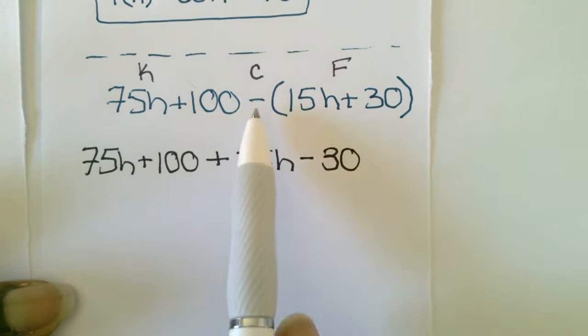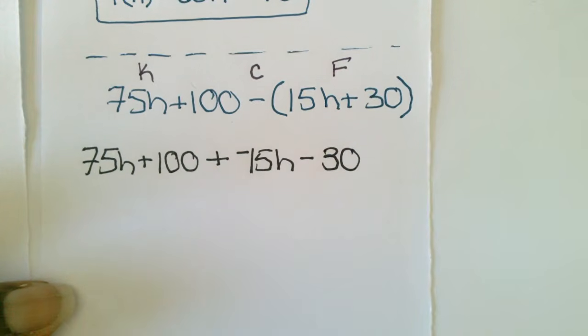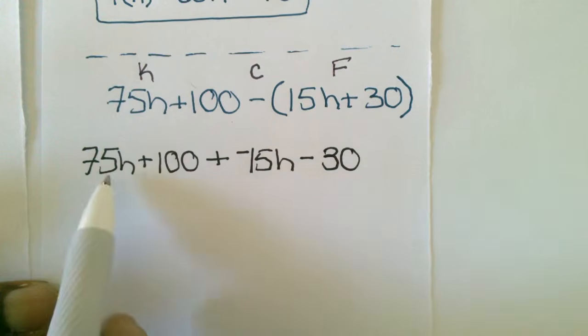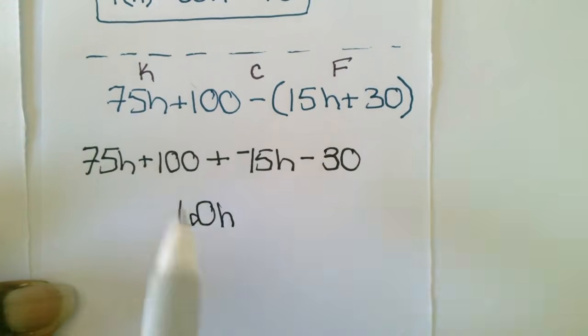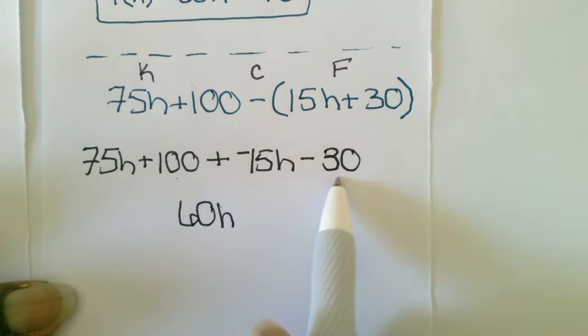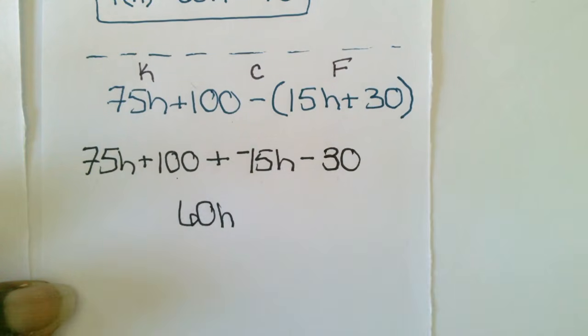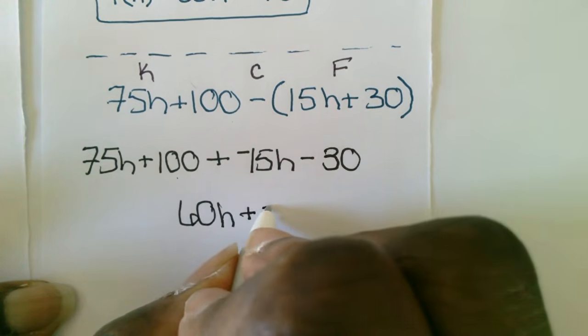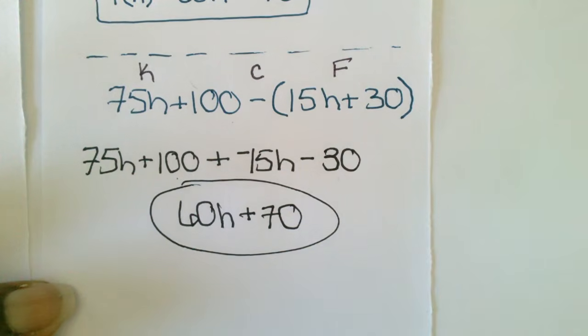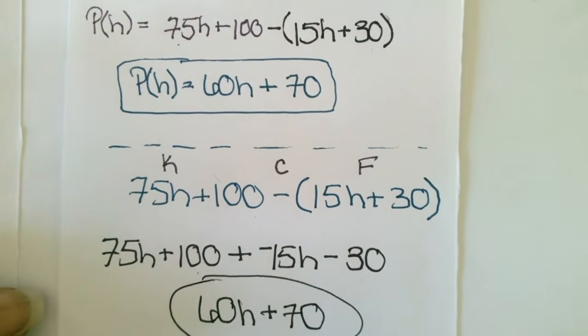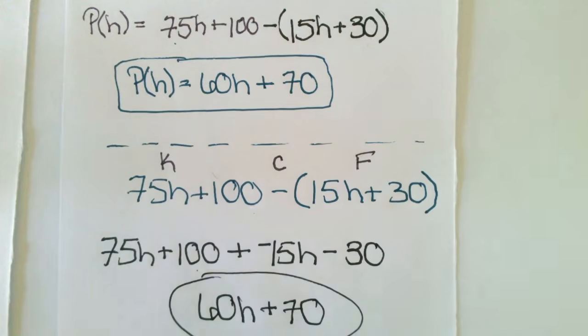Like, hey, keep, change, flip. So now you know how to do your 75 plus a negative 15. You're really doing subtraction because the signs are different. That's how you got your 60h. And then you have your 100 plus a negative 30. So when the signs are different, you're really subtracting. That's why you got a positive 70. Okay? Just a different way of doing it. Same thing, just to make sure that you get the right answers.